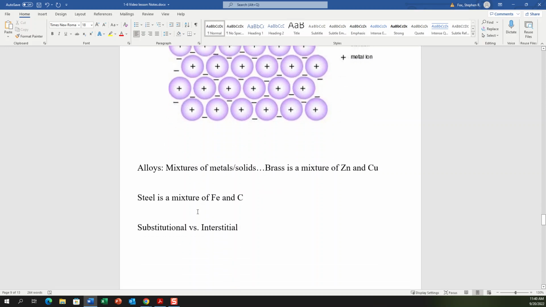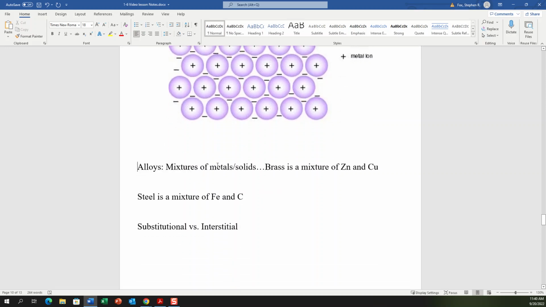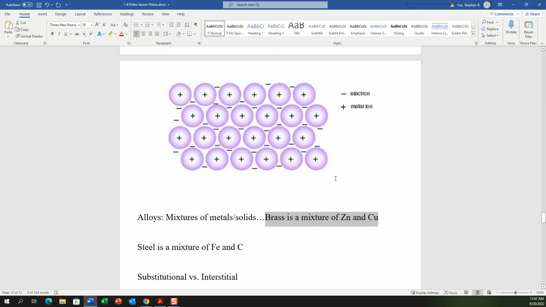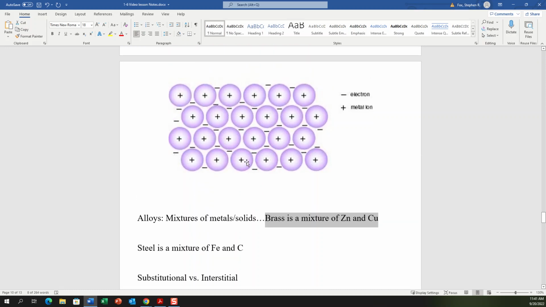So within metals, we want to talk about alloys. An example of an alloy is steel, which is a mixture of iron and carbon, or brass, which is a mixture of zinc and copper. So in these structures, we're not going to see identical spheres to represent the nuclei, because we're going to have different nuclei. So we're going to have zinc atoms and copper atoms, or iron atoms and carbon atoms.